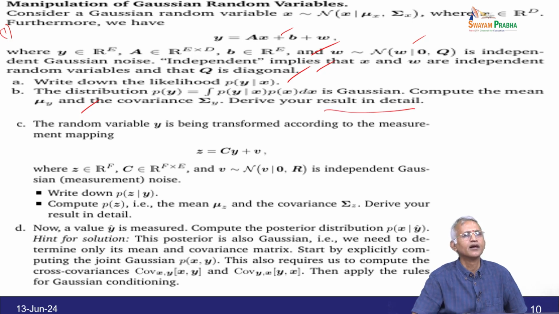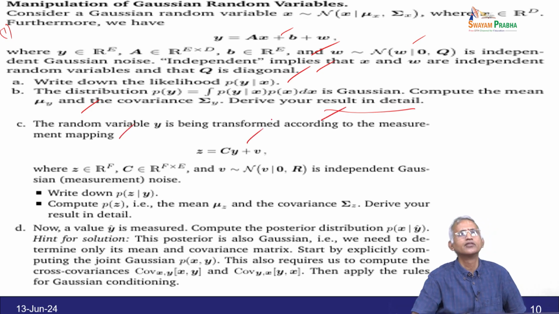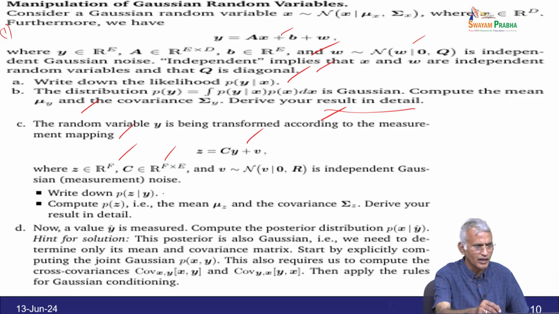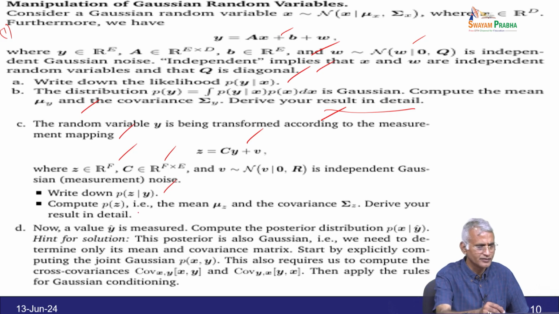3 or C, the random variable y is being transformed according to the measurement mapping z equals Cy plus v, where z in R^F and C in R^(F×E), where v is equivalent to N(v | 0, R), an independent Gaussian noise. Write down P(z|y), compute P(z), the mean mu_z and the covariance Sigma_z, and derive your result in detail.